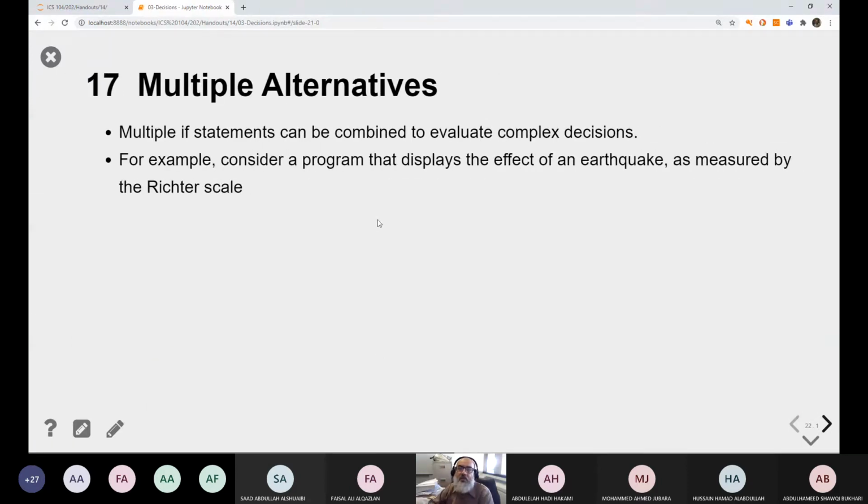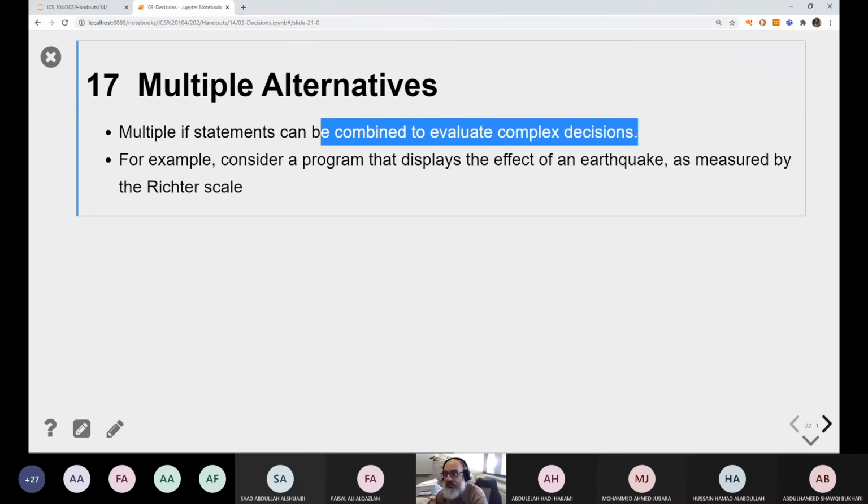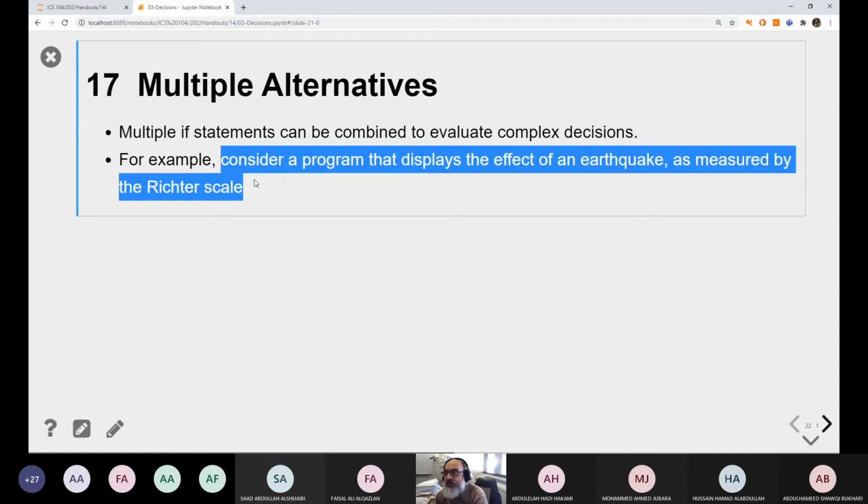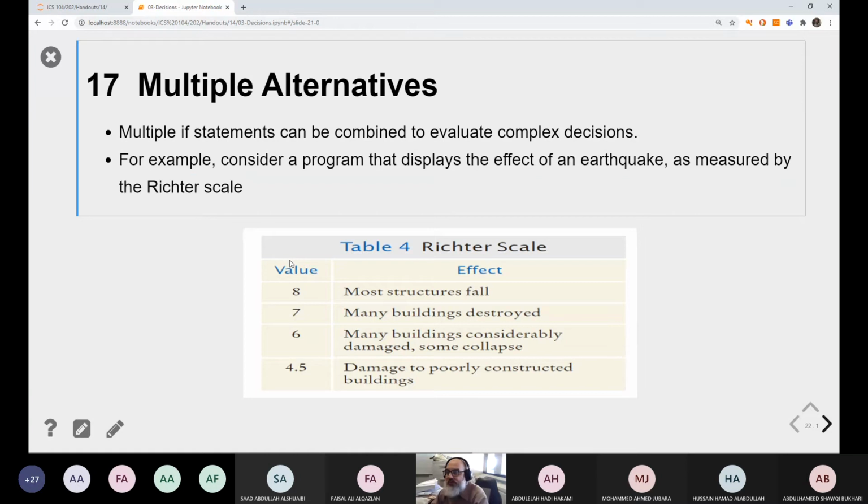Right. So multiple if statements can be combined to evaluate complex decisions. For example, consider a program that displays the effect of an earthquake as measured by the Richter scale. So now what we will try to do is see what are the possibilities of solving questions like this. This is the Richter scale. Any earthquake measured as 8 or above will cause most structures to fall.